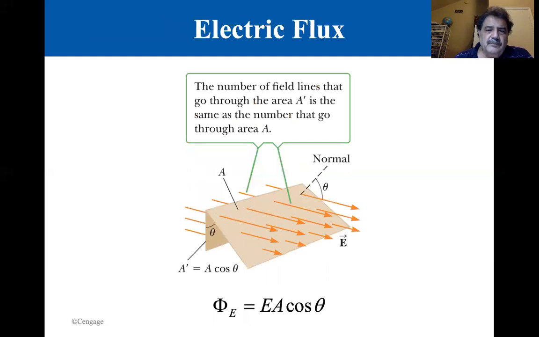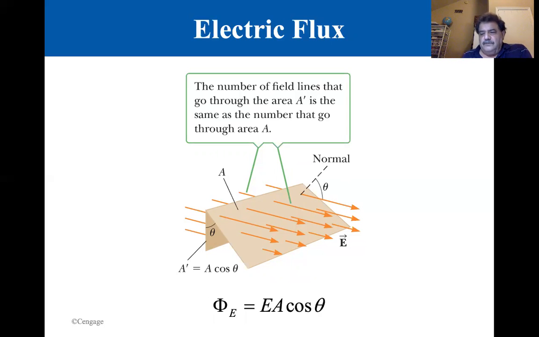Now, when you're going through at a particular angle, we need to consider the normal to the surface, and the normal to the surface makes an angle theta with the electric field, and the A prime here is the projection of the area A onto this perpendicular piece, and it's A cosine theta. So the electric flux is equal to EA cosine theta.